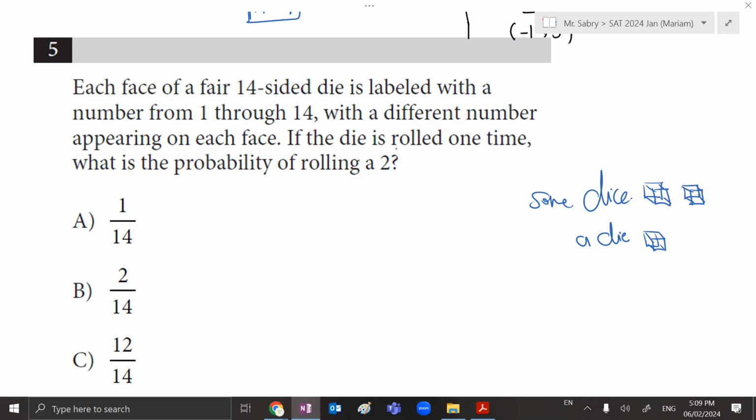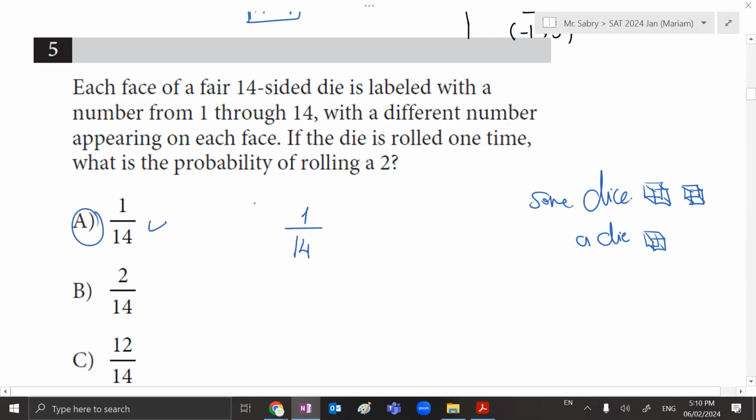Now if the die is rolled one time, meaning I threw it and picked randomly, it will land on a certain face. So what is the probability of rolling a 2? What is the probability that the face it lands on has the number 2? 1. What do you mean by 1? 1 what? The probability out of 14. Out of 14, yes. So it's one out of 14, one case because there's only one 2 out of 14. Perfect. So it's A, yes.